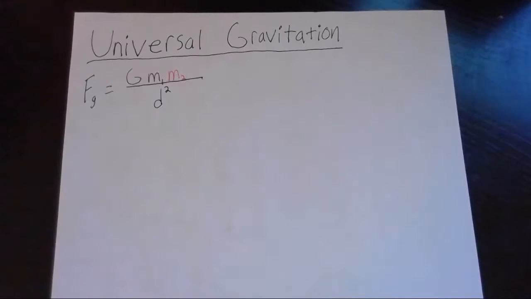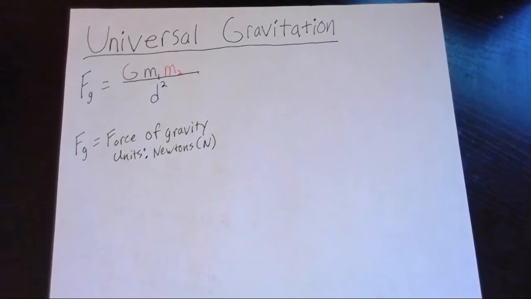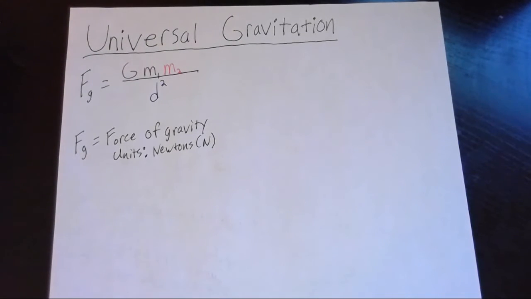The universal gravitation equation is used to calculate the force of gravity felt between two objects separated by a distance. The variable F, sometimes written with the subscript g, is used to represent the force of gravity between the two objects as measured in newtons.